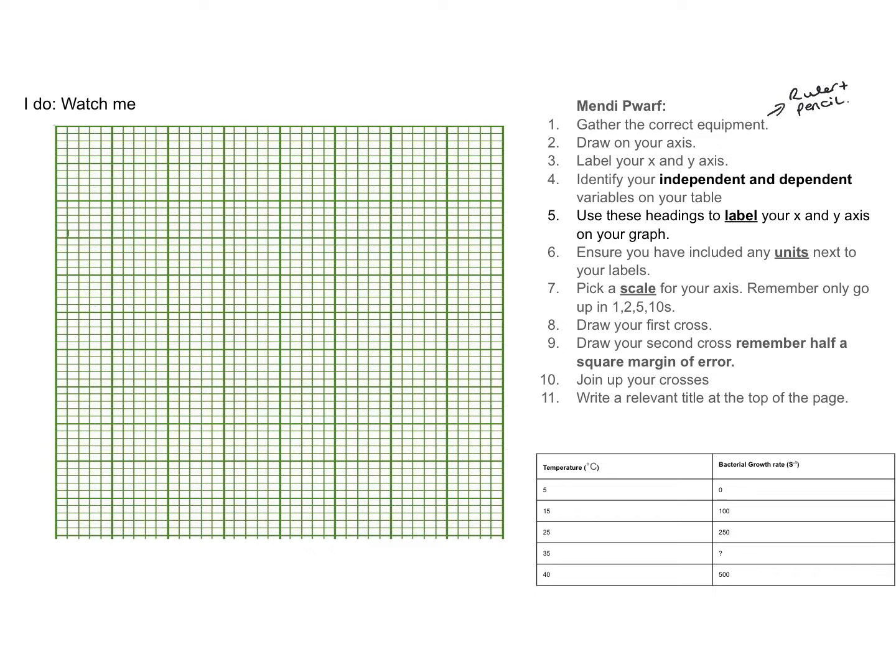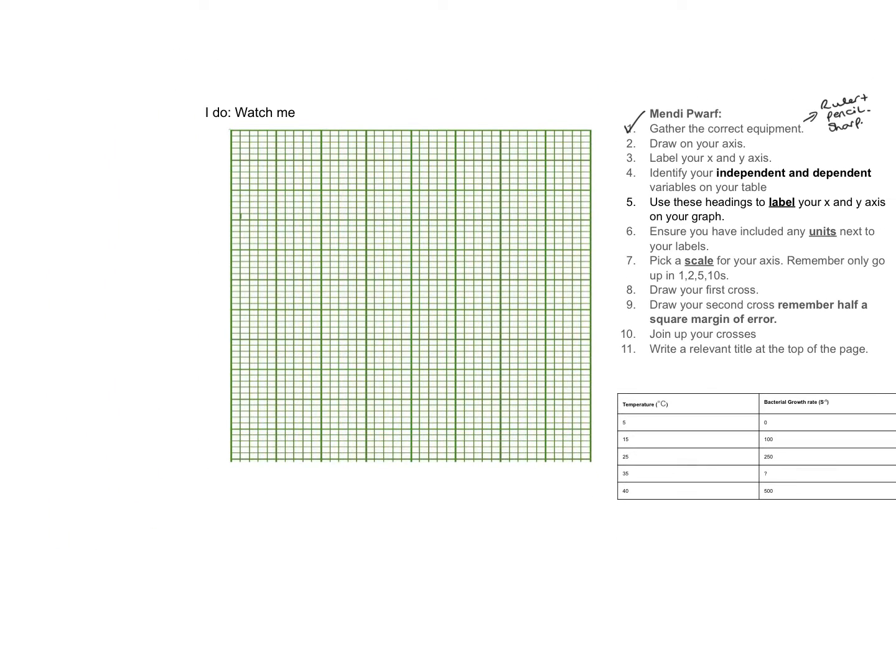I do not want to see a pen, so if you've got a pen, put it away. Sharpen your pencil if you need to. Really important to use a nice pencil and a ruler. Okay, next thing that it says: draw on your axes. So obviously you won't be able to see me do this, but it will appear on the screen, is to make sure that at the edge of your graph paper, you've got clear axes, nice straight lines drawn on, okay?